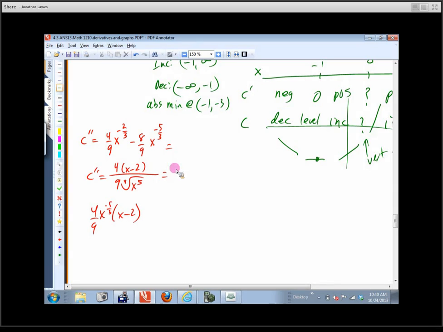Where does it equal 0? And where does it not exist? This shouldn't be any surprise. It doesn't exist at 0, right? And where does it equal 0? At x equals positive 2.